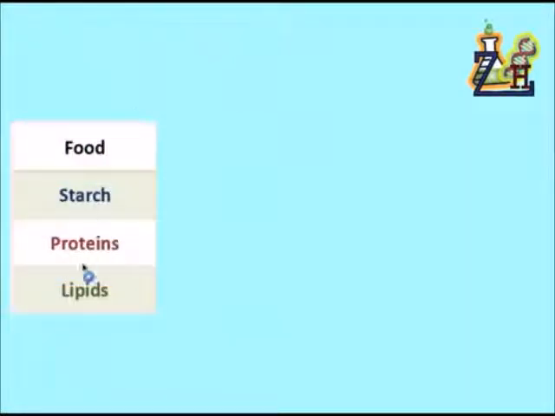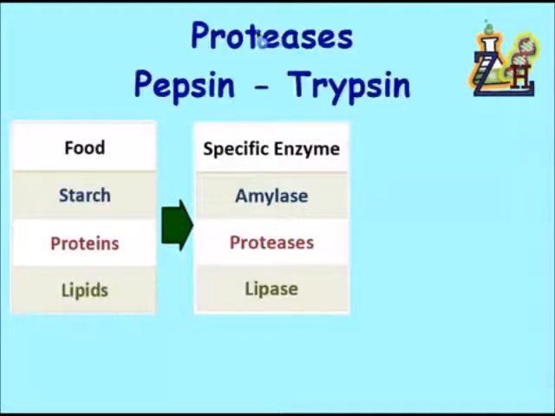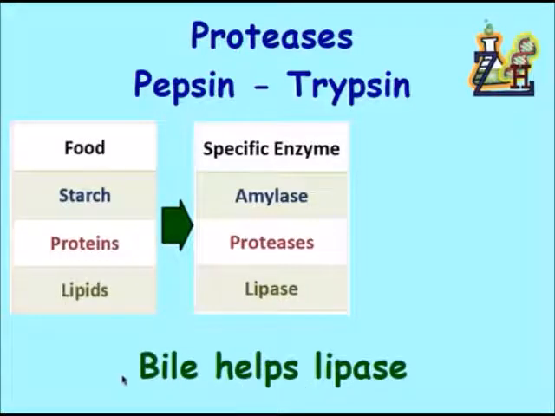So here, as a conclusion or a summary for this activity, we have the three foods that we have been talking about from the beginning of the chapter: starch, proteins, and lipids. They are transformed by specific enzymes. Starch has a specific enzyme, which is amylase. Proteins are digested by proteases, such as, for example, pepsin, trypsin, etc. And lipids are digested by lipase with the help, of course, of bile.